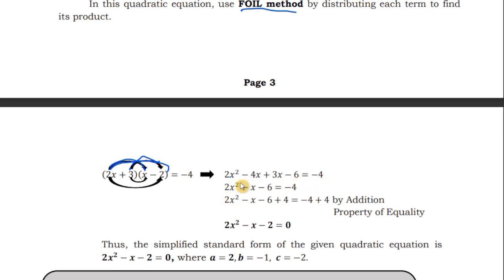After which we combine like terms: the negative 4x and the 3x. So we have 2x squared minus x minus 6 equals negative 4. Then we add 4 to both sides, using the addition property of equality, so that the right side becomes 0. We have 2x squared minus x minus 6 plus 4 equals negative 4 plus 4. Simplifying, we come up with 2x squared minus x minus 2 equals 0, since the numerical coefficient of the quadratic term is not divisible by anything in the other terms. So a is 2, b is negative 1, c is negative 2.